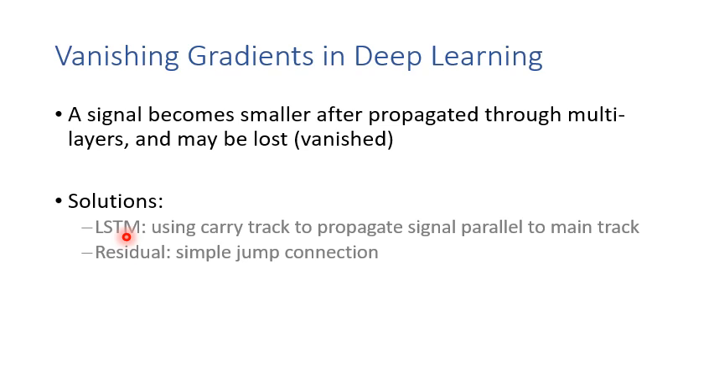Actually, in the LSTM, there's a similar feature. It's called the carry track. The LSTM uses a carry track to propagate the signal parallel to the main track, right? And it has a forget gate to remove the unnecessary information. But in a residual network, it's just a simple jump connection. It is simple but very effective. So now almost every modern neural network includes the residual connection.